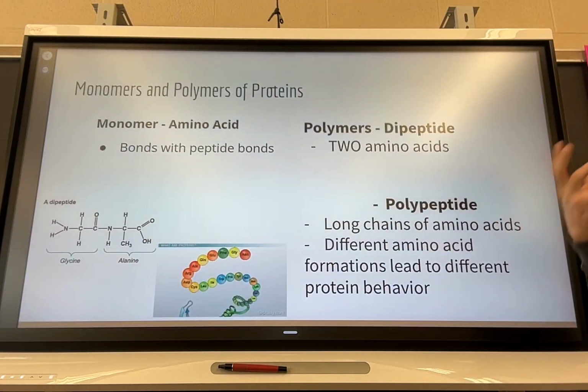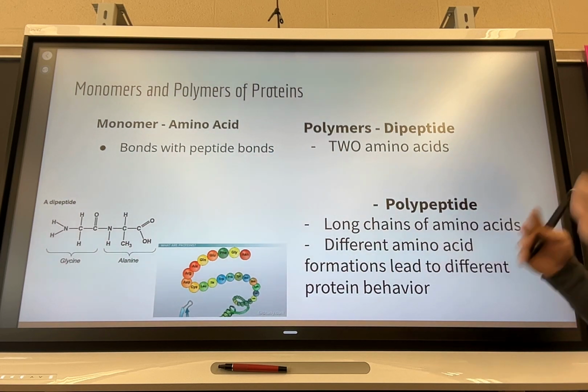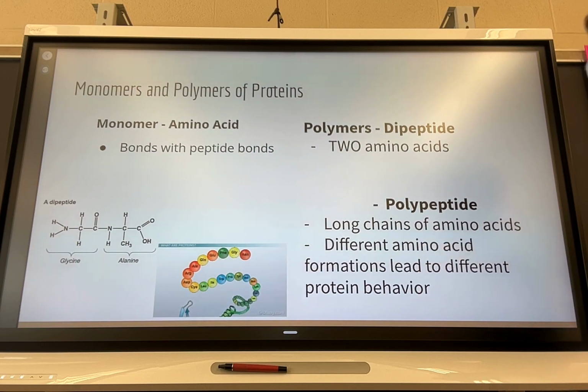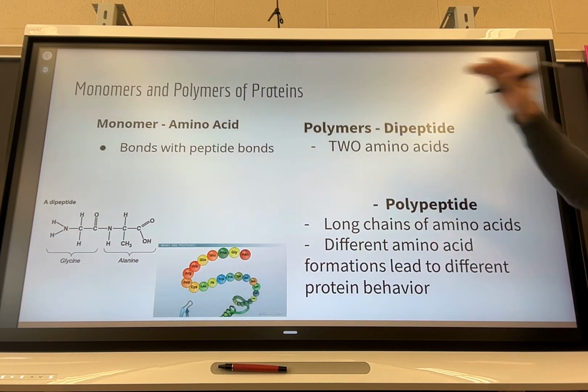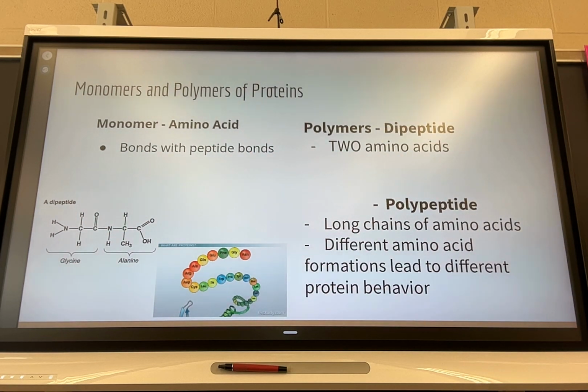And these are all called amino acids. So amino acids are the monomers of a protein, and they're going to be held together to other amino acids through the use of peptide bonds. So peptide bonds are the name we give the polymer bonds in this case. And our polymers are then going to be called dipeptides if it is two amino acids, and polypeptides if it is more than two amino acids.